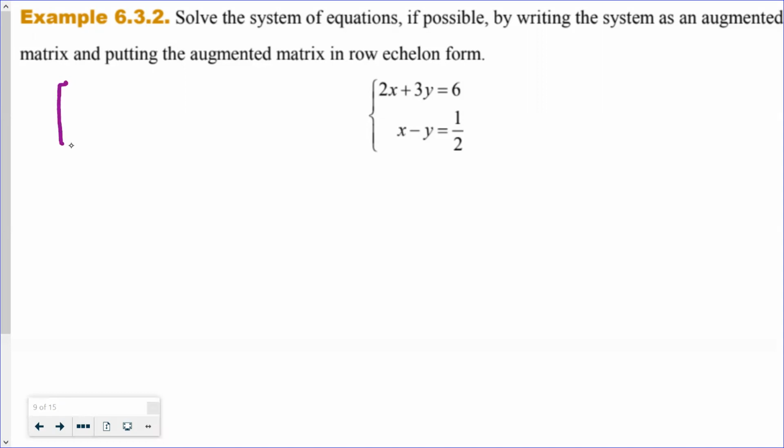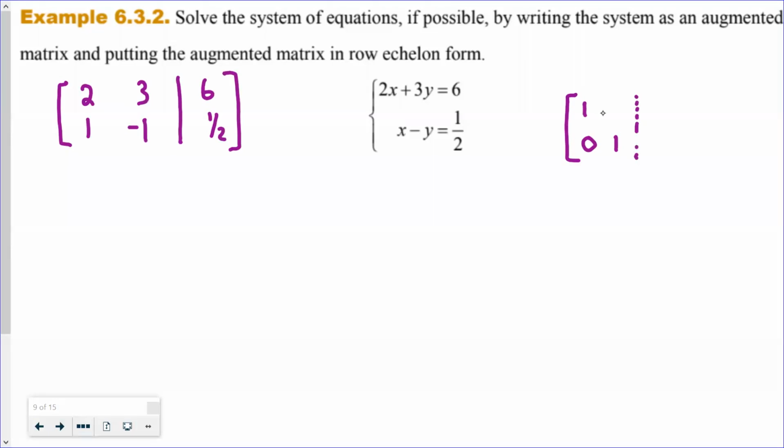So what this will look like is I'm going to have 2, 3, 6, 1, -1, and then 1/2, like that. We put a line where the equal sign was. Now, our goal is we want it to look like this. We want to get a 1 here, a 0 there, and a 1 here. Now, we could still have something here. I'll just call that A, B, and C, right?